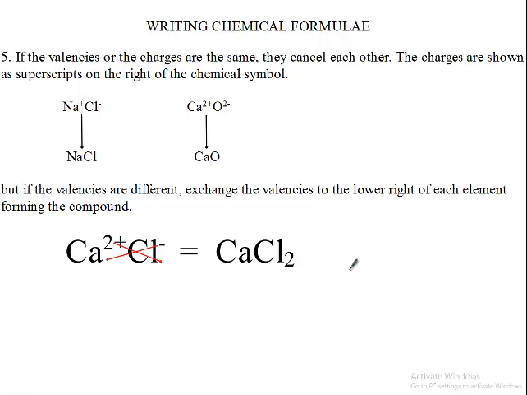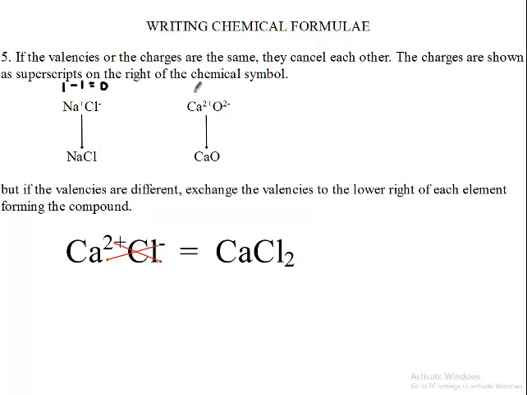Now the first step, if the valencies or the charges are the same, they cancel each other out. Here you have a plus, here you have a minus. Since they are all plus 1 minus 1, they cancel each other. So when you have 1, take away 1, you get 0. They cancel each other, and this is the formula of our compound. So they take the charges away.